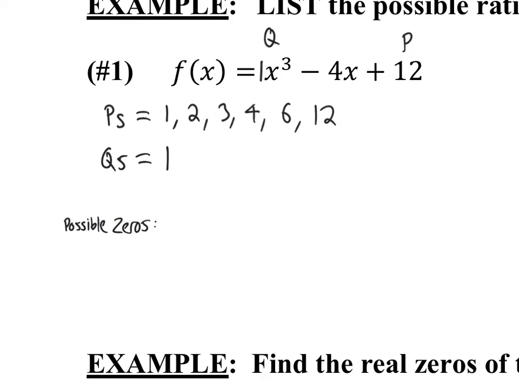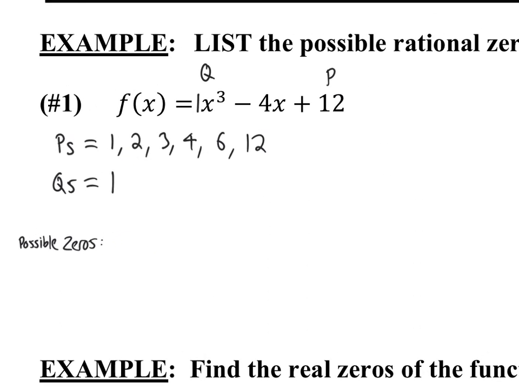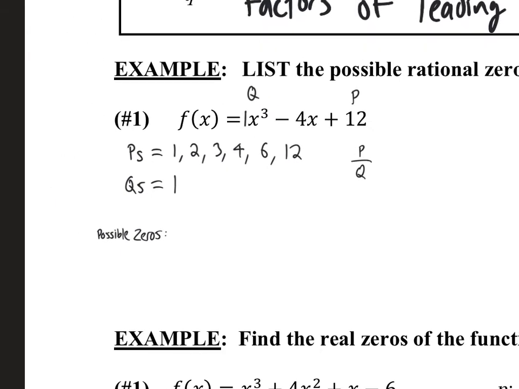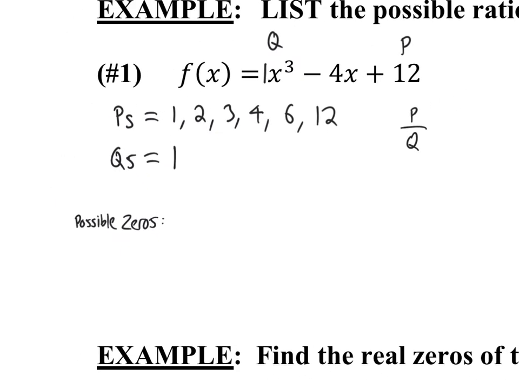All we have to do is P over Q. We're going to have to do every combination of this. These are our possible zeros. Also, don't forget plus or minus, because it's going to be plus or minus possibly for each of these. So we have plus or minus. The first P is 1. The bottom is always 1, so we don't need to worry about that. Then we have plus or minus 2 over 1, and plus or minus 3 over 1.